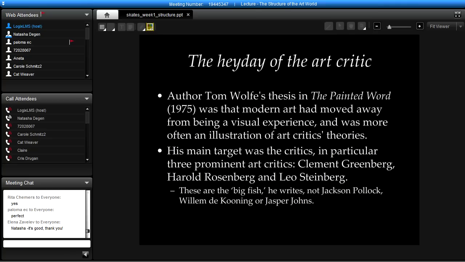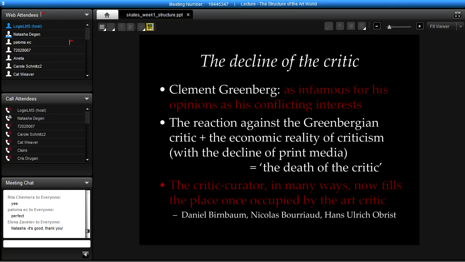Also, newspaper critics can play an important role, and here I've just identified a few prominent critics from The Guardian, The New York Times, New York Magazine, etc. So definitely worth keeping an eye on in order to familiarize yourself with the sort of contemporary art landscape. Now, the art critic, one could argue, and I would suggest, was a much more powerful figure until very recently.